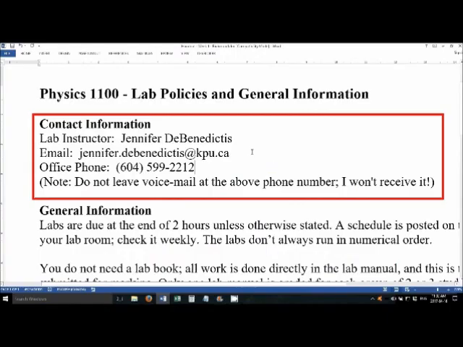Email is a better way to get in touch with me. I have given you my office phone number also, but I'm not always there, so email is better. And by the way, don't ever leave me voicemail at this phone number because I will never, ever get it. So email is definitely a better way to get in touch with me.